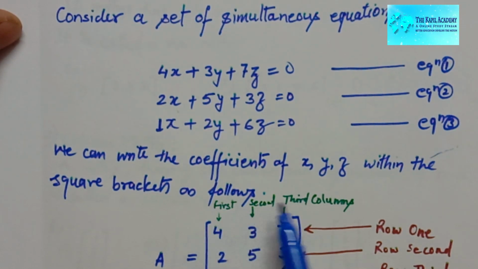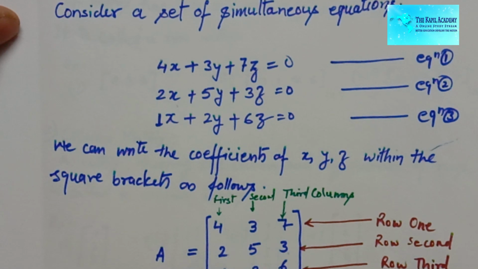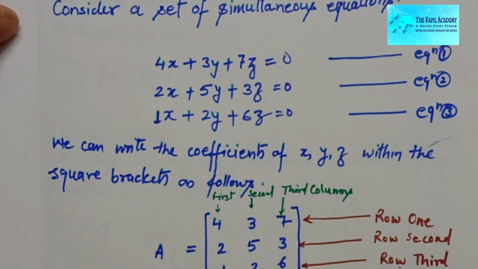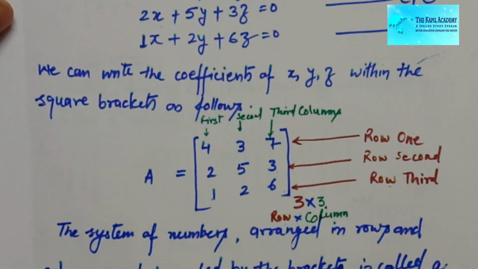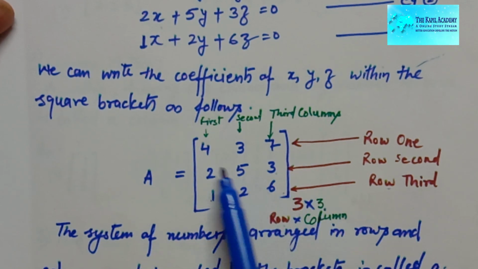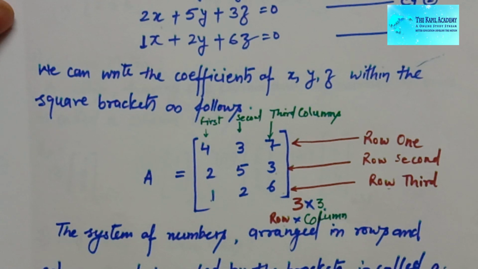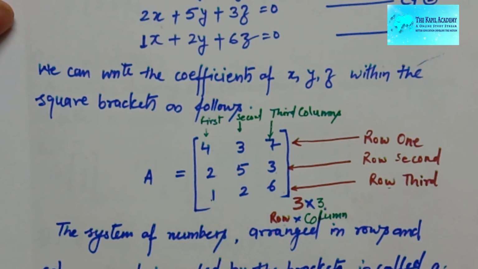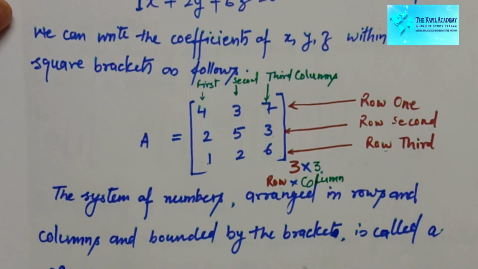These coefficients of x, y, z we put within a square bracket, and this square bracket is denoted by capital letter A, and the dimension of this square bracket is 3 by 3. 3 by 3 is the dimension of this square bracket. It means that there are 3 rows and 3 columns. 4, 2, 1 is the first column, 3, 5, 2 is the second column, and 7, 3, 6 is the third column.